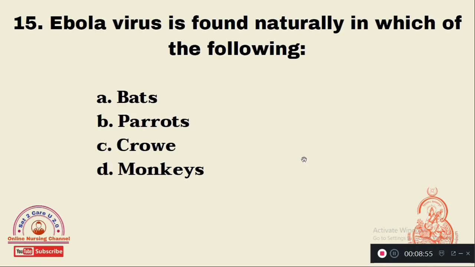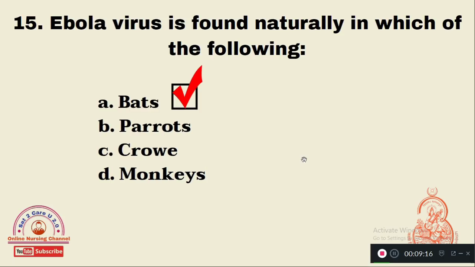Question number 15. Ebola virus is found naturally in which of the following? Option A. Bats, B. Parrots, C. Crow, D. Monkeys. This Ebola virus is commonly associated with infected bats. This Ebola virus recently attacked people in Kerala state, where the infected bats were eating the fruits in a tree, and that fruit was eaten by human beings, which spread the infection.